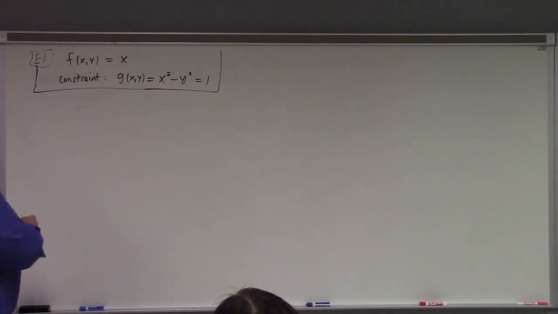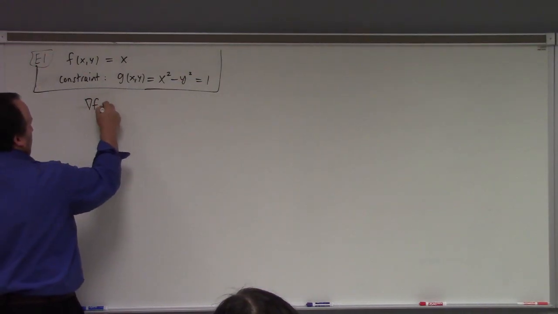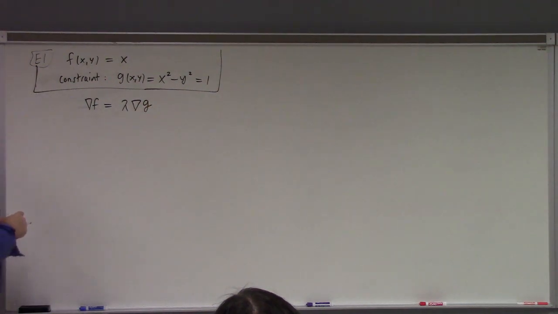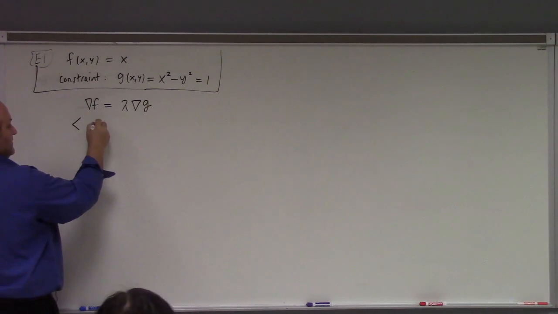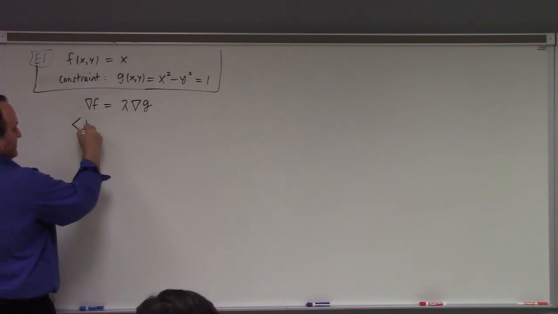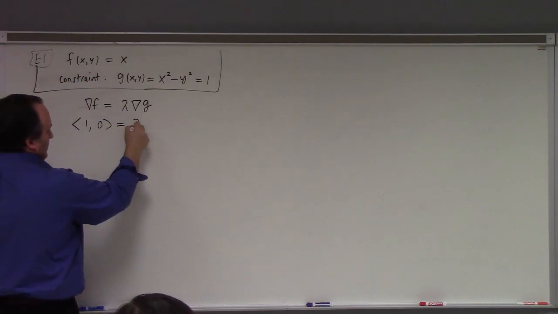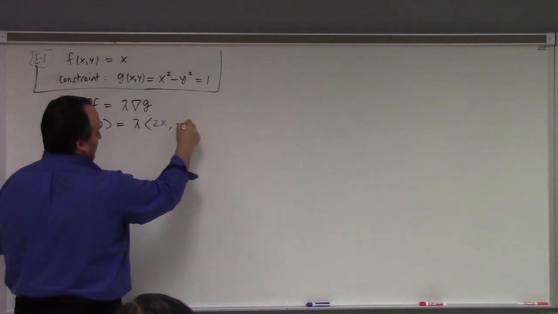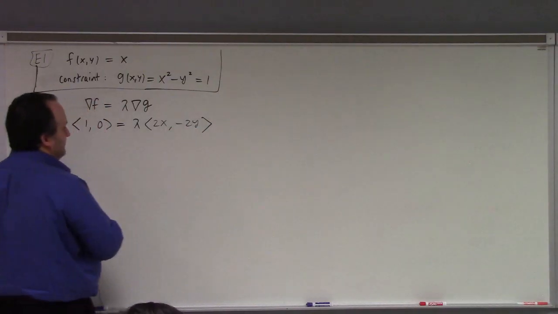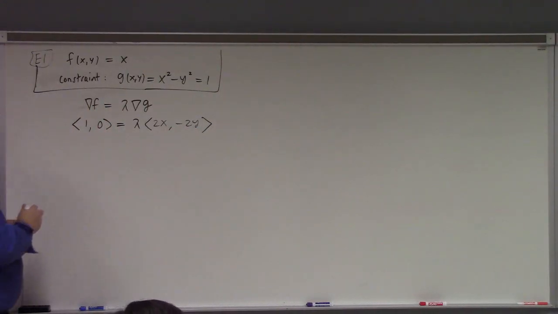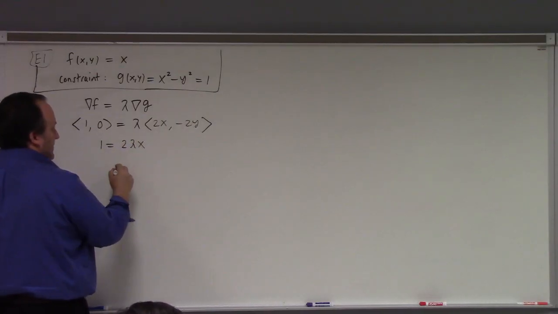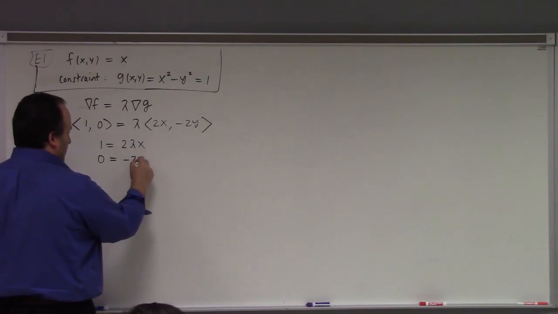So we start out the same. Gradient of f is equal to lambda times the gradient of g. Gradient of f here is very silly, right? It's just 1, 0. And the gradient of g is 2x, minus 2y. So I'm up against the following equations: 1 is 2 lambda x, and 0 is equal to minus 2 lambda y.